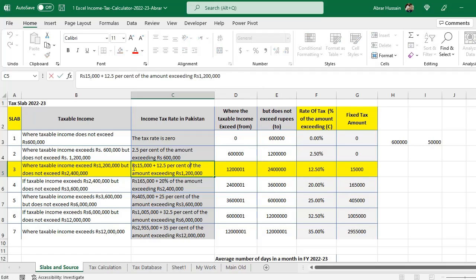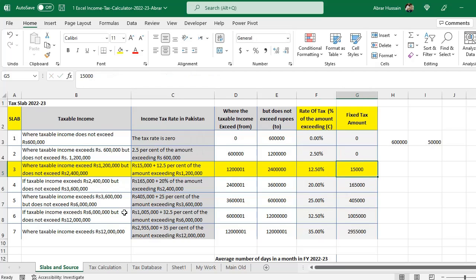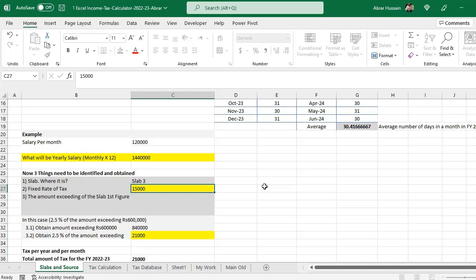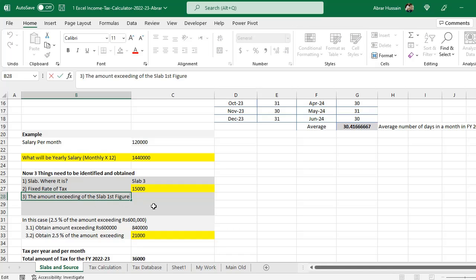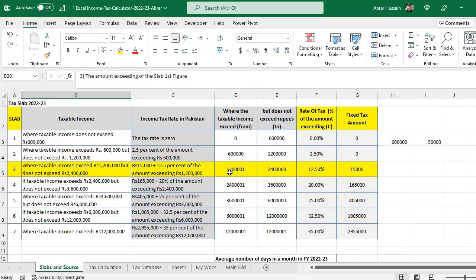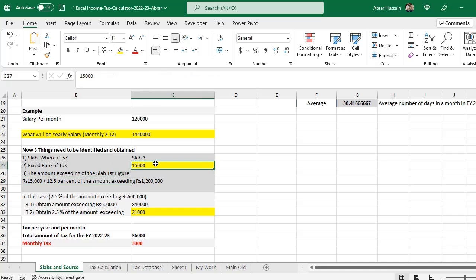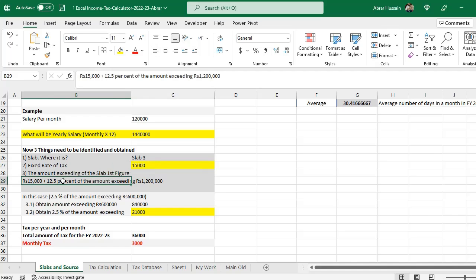So you have to obtain now the fixed amount. The fixed amount is 15,000 that you will have to give. So let me add here 15,000. Now the amount exceeding the slab's first figure, which is this one, you see here it is 12 lakh, 1.2 million. So how much is your salary more than this one? Let's obtain this now. For this, we have a 15,000 fixed amount, which I have already written. Now 12.5% of the amount exceeding 12 lakh.